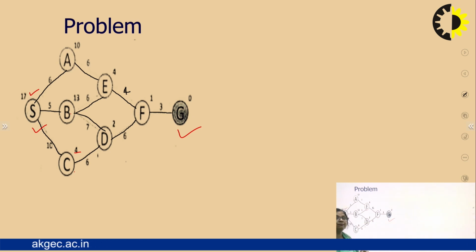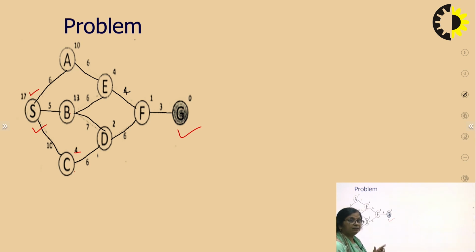What else is given? We have to pay a cost to reach from one state to another. For example, from S to A, I need to pay 6. From S to B, it is 5. From B to D, it is 7. These values mentioned on the edges are weights, which define the actual cost. The actual cost from D to F is 6. So on the edges we have the actual cost, and on the nodes we are given the heuristic value.